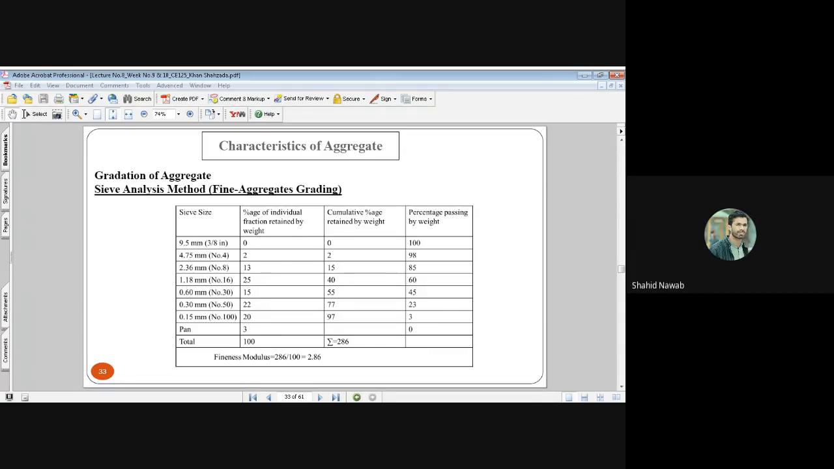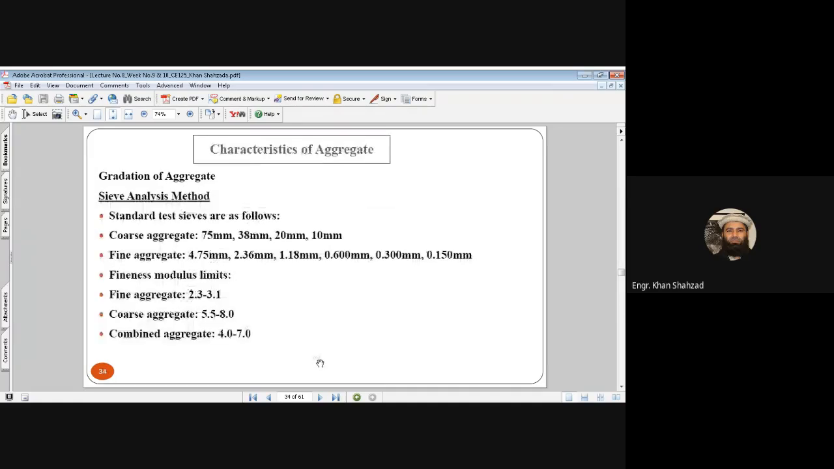Sir, to find the percentage we divide by 100. Beta, this was already in percentage. To get the percentage, we have already multiplied this with 100. So we divide by 100 to get the figure, which will not be in percentage. That's why we are dividing it by 100. So now it is 2.86. It is in the range of 2.3 to 3.1, closer to 3.1. So it is a coarser sand.